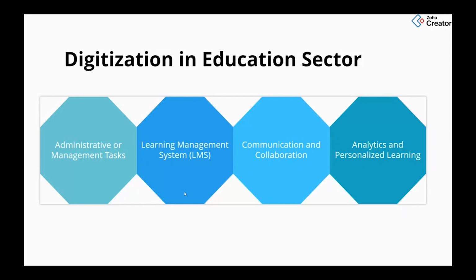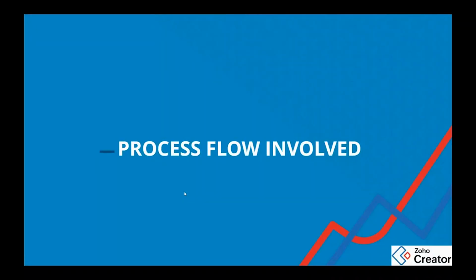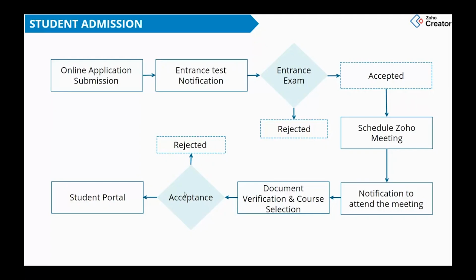So in today's session, as I said before, I brought a use case that I built on top of Zoho Creator, based on one of the automations that I showed on the previous slide. Here I'm going to talk about digitizing or providing automation for one of the management tasks, that is, the student admission process. The student admission process is the first step of enrolling the student into the institute or the university, right? So the first step is that we should provide an application form or a platform for the students to register with our institute.